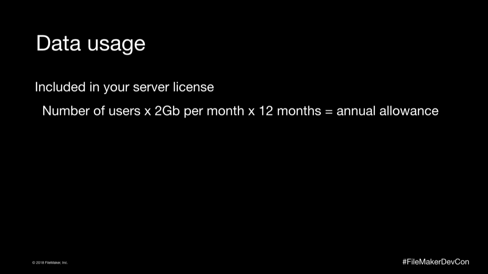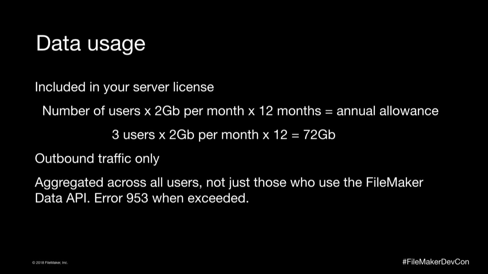While we're talking about FileMaker Server, the Data API has usage limits associated with it. It's included in your license, and the amount of data you get is the number of users times 2 gigabytes per month times 12 months equals your annual allowance. You've got 3 users by 2 gig by 12 months means you've got 72 gigabytes of data. Someone I was talking to at the beginning referred to it as a family plan because basically it's measuring outbound traffic, but it's aggregated across all users. So it's not just the users who are using the Data API who get that quota, but every user you have a license for gets the quota.